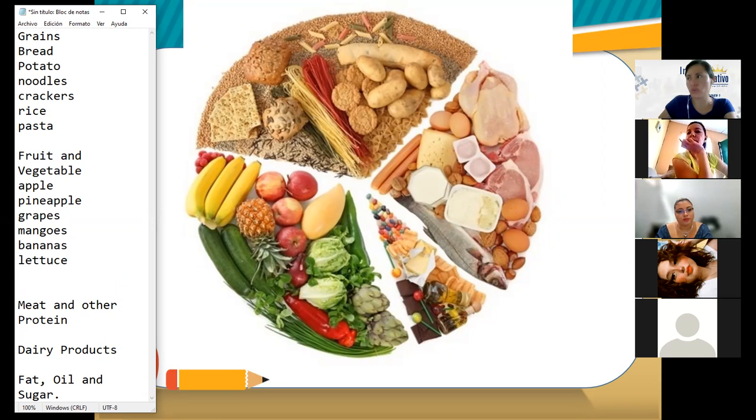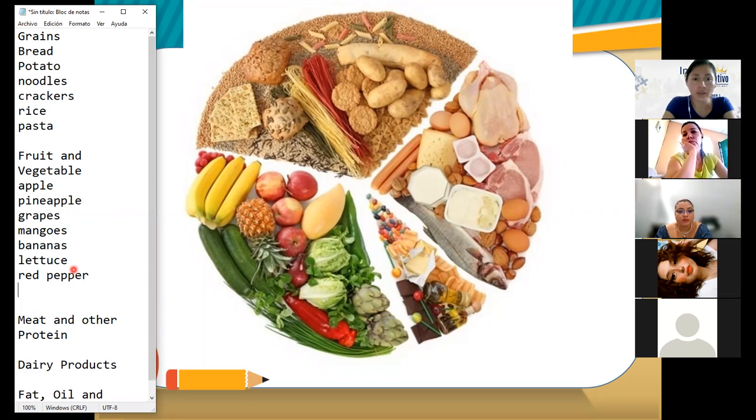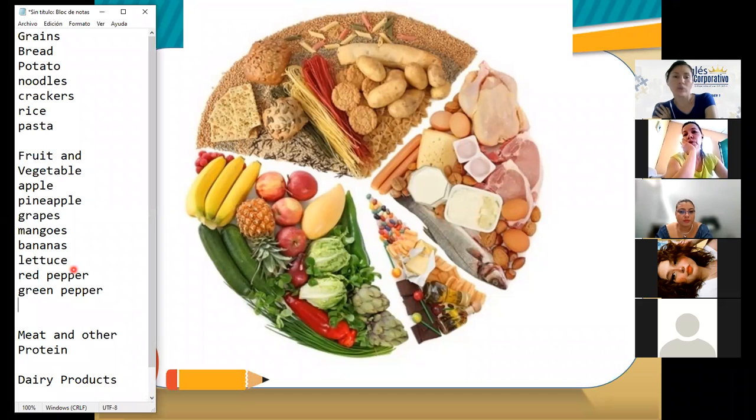And we have also those, if I'm not mistaken, nosotros les conocemos como chiles verdes, ¿verdad? But in English, I think they are called red or green pepper, depending on the color, ¿verdad? So it depends. We have red pepper, and then we have green pepper, right? Green pepper, okay? Then what else?